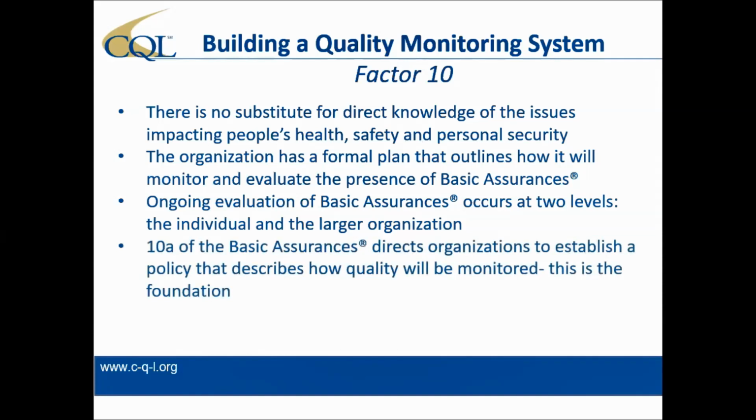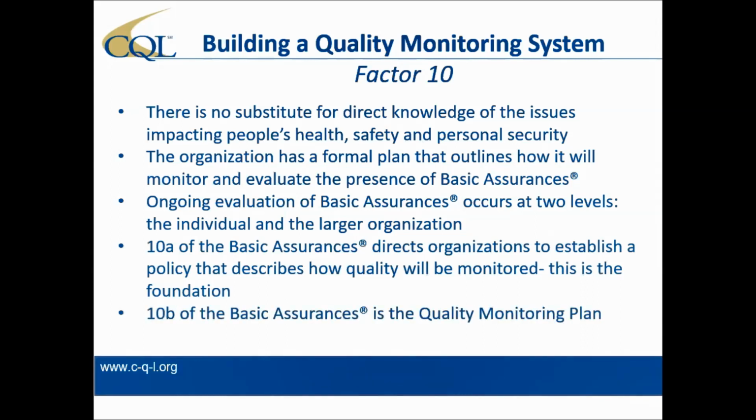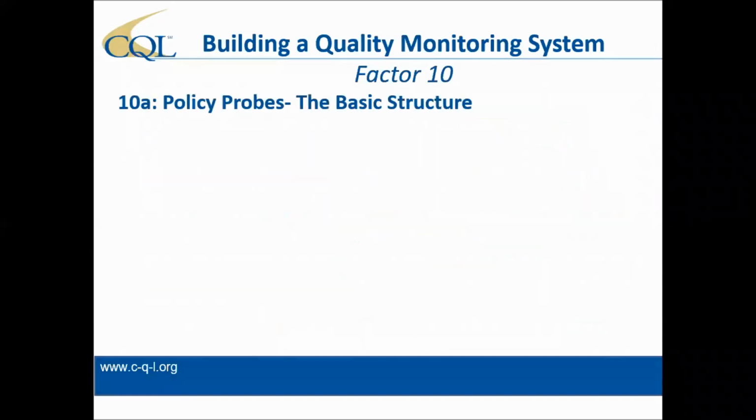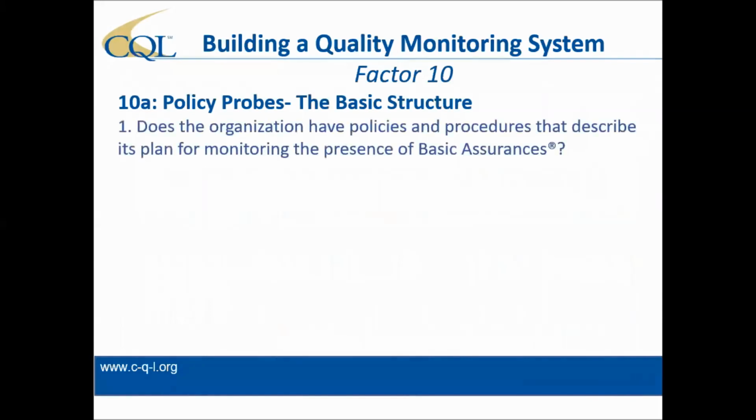So 10A of the basic assurances, that indicator, directs organizations to establish a policy that describes how you're going to do that. That really is the foundation. And then 10B of the basic assurances is your actual quality monitoring plan. I just wanted to spend a little bit of time here dissecting a few of these probes and talking about them a little bit.